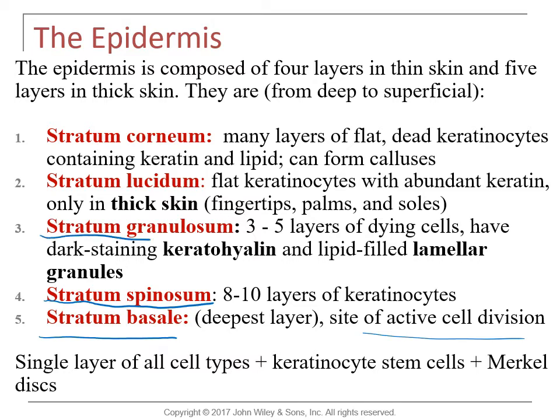Next, we have the stratum granulosum, which has 3 to 5 rows of flattened keratinocytes in which organelles are beginning to degenerate. Cells contain the protein keratohyalin, which converts keratin intermediate filaments into keratin, and lipid-filled lamellar granules. Next, we have the stratum lucidum.